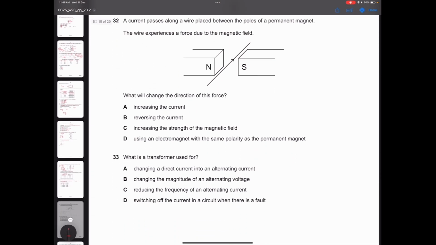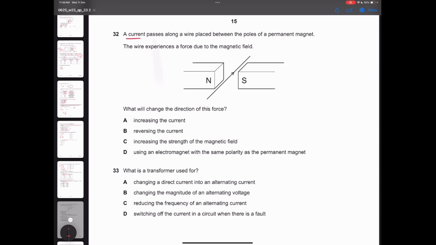Now, a current passes along a wire placed between the poles of a permanent magnet. The wire experiences a force. We know that because current is passing through it and a magnetic field is there. Whenever these two interact, the magnetic field lines cut through each other, so force is developed. Now what they are asking is what will change the direction of this force?